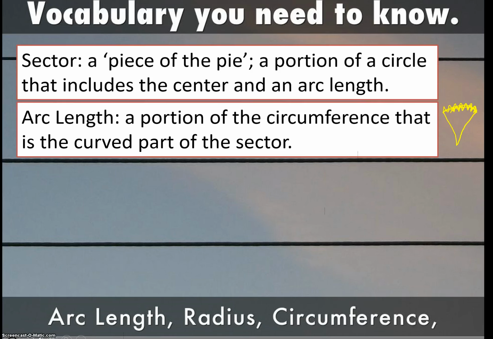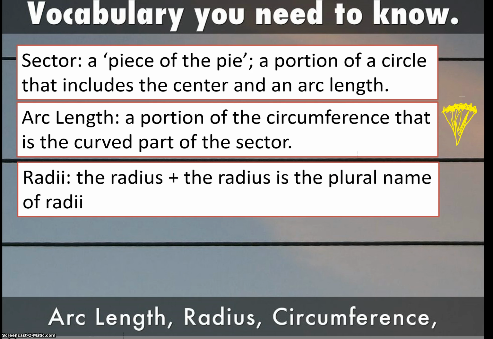So now that you have those two words down, the sector again is just the whole piece of the pie, and the arc length is just the outside curved piece. Then we have the radii. The radii is the two pieces of radius. So radius is from the center to the outside. So here's a radius, and here's another radius, and you have two radiuses together. You call them radii. So you take off the us, and you add an I.